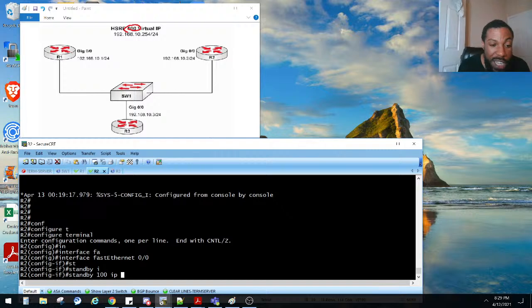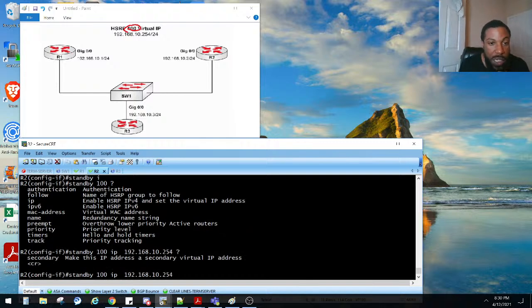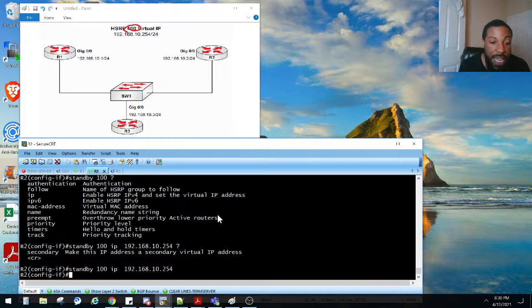So standby 100, the virtual IP address, which we're going to do, right? If I click question mark for the context sensitive help, it'll tell us what we need to do here. We need to put in IP to enable the group, or the IP address. So IP, and then the virtual IP is going to be 192.168.10.254. Do we need to put a subnet mask? Yes, we do. No, we don't. So we don't need to put the subnet mask. That's weird. Interesting. So we'll just leave that as is, right? And then I think that should turn on HSRP if you do that, right?